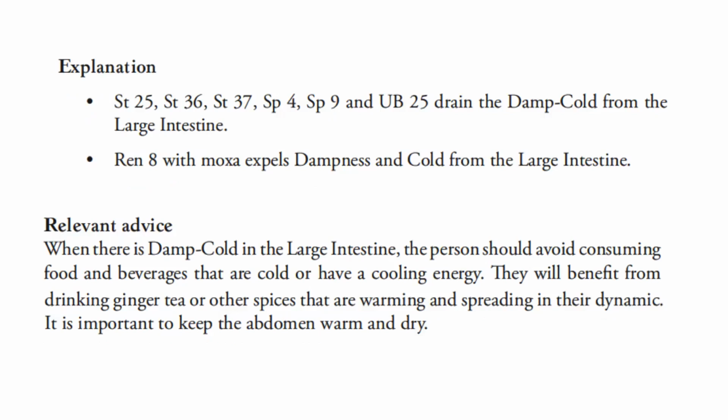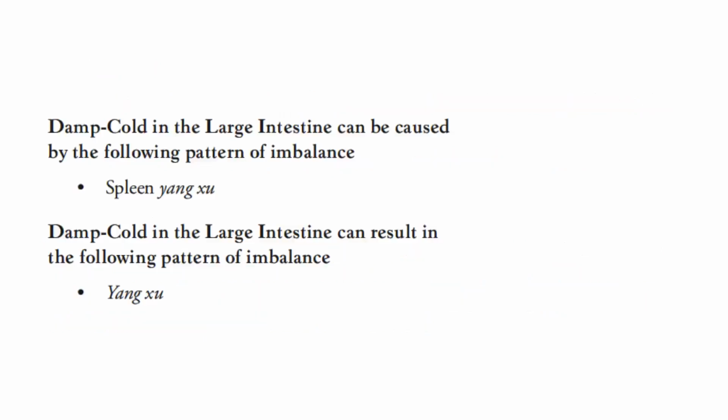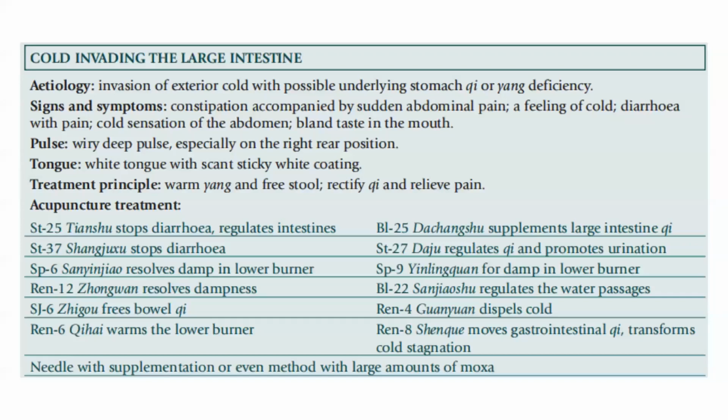When there is damp cold in the large intestine, the person should avoid consuming food and beverages that are cold or have a cooling energy. They will benefit from drinking ginger tea or other spices that are warming and spreading in their dynamic. It is important to keep the abdomen warm and dry. Damp cold in the large intestine can be caused by spleen yang deficiency. Damp cold in the large intestine can result in yang deficiency.